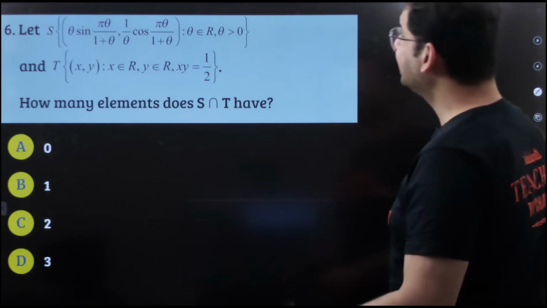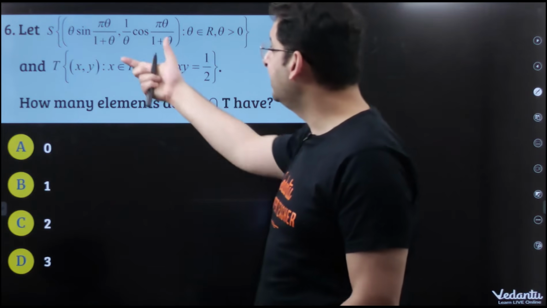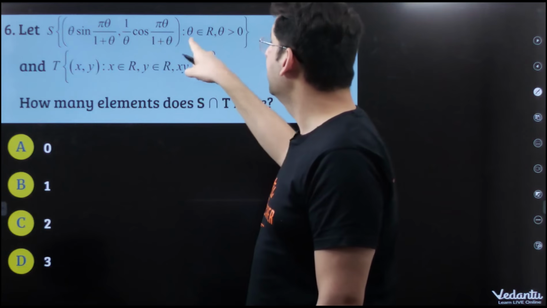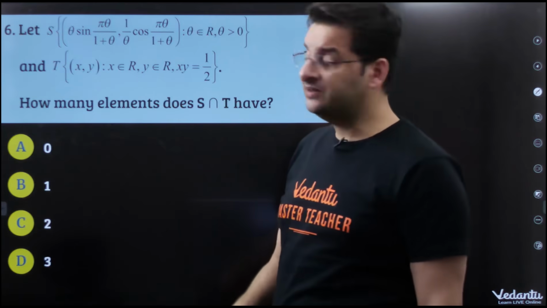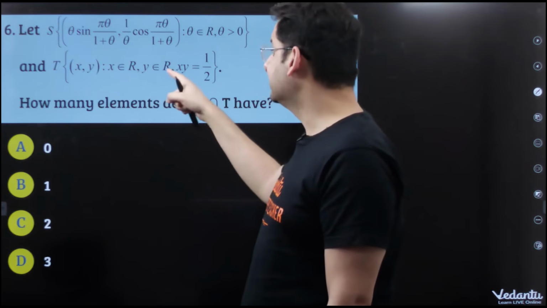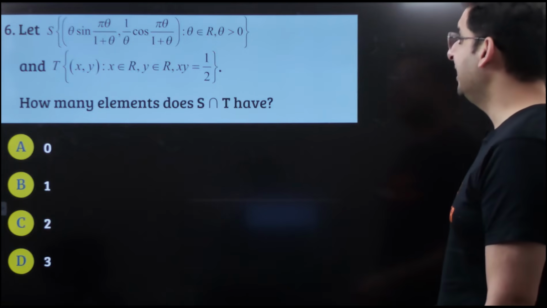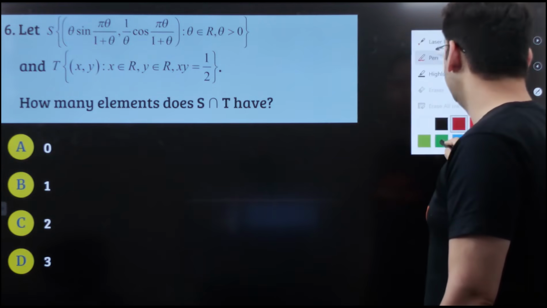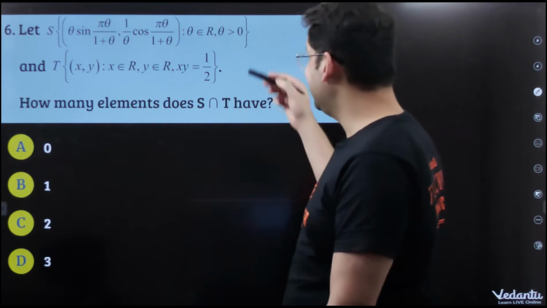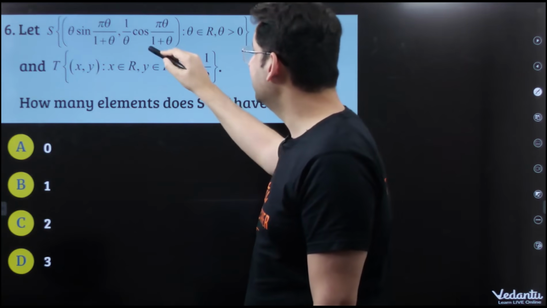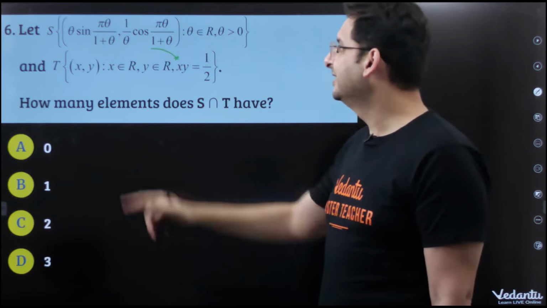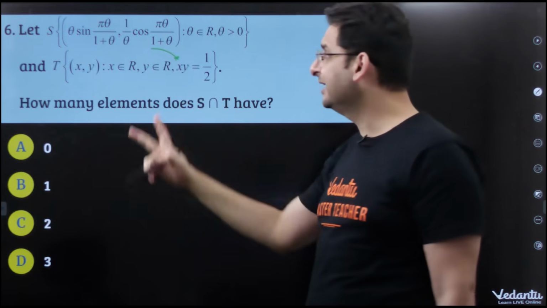Okay, now S is given to be a set. It is an ordered pair of this kind where theta belongs to R and theta is positive. And T is an ordered pair, x and y are real and xy is equal to 2. How many elements does T intersection S have? So basically it is asking how many positive values of theta are going to satisfy this equation. This is x, this is y, and we need to make sure that x into y is 2.